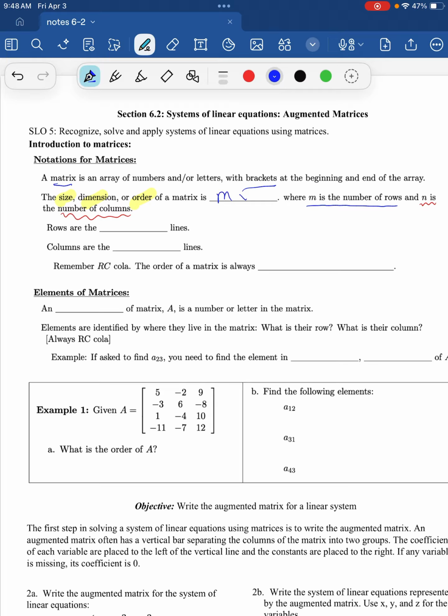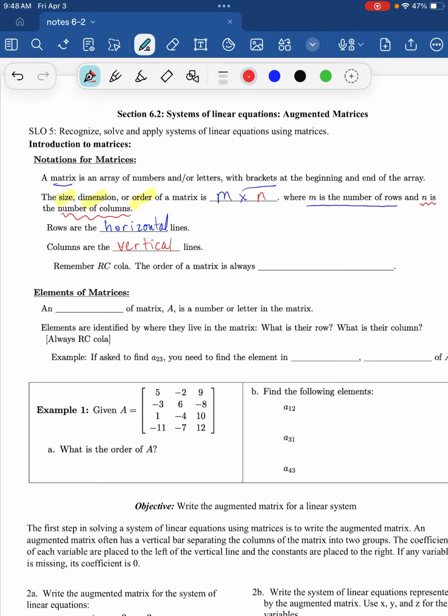For M rows and N columns. Rows are the horizontal lines of numbers and/or letters. Columns are the vertical lines of numbers and/or letters.